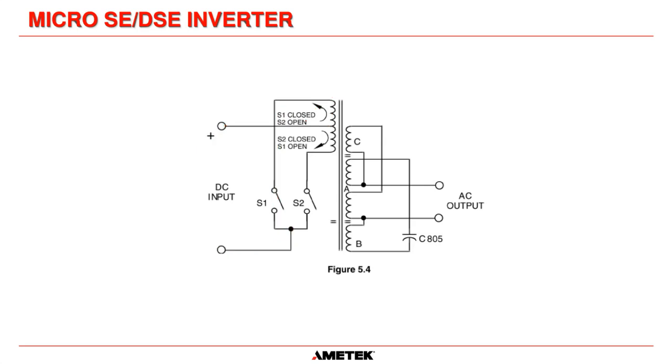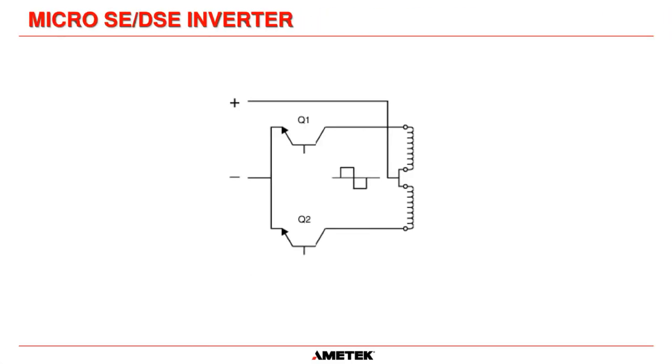And then if we close S2, we still have positive and negative here. Now what happens is we can go down this way on the transformer, and it creates positive here with respect to negative here. Just like when we had that stepper motor going one way and then we reversed the direction, what we're doing here is reversing the direction of the voltage going into the primary of that transformer. Hopefully this next screen will help you even better to see what's going on.